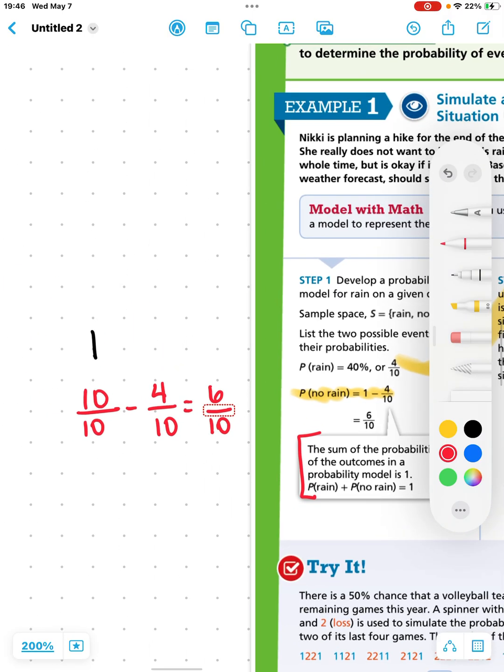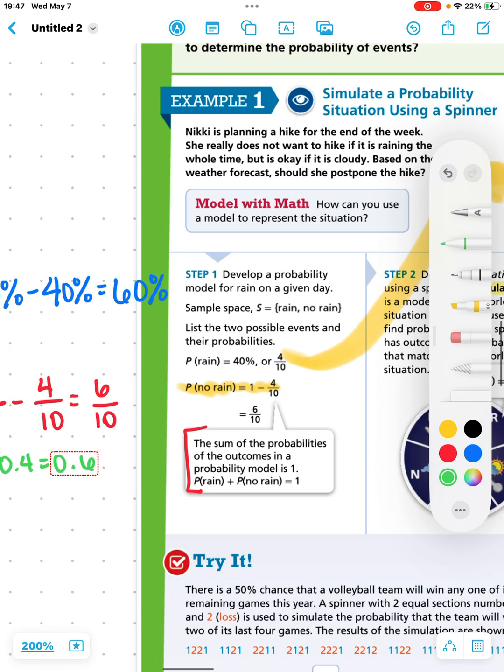Now, say if you do not like fractions, you could always look at it as percentages. 100% minus 40% will give you that 60%, but it really just depends on how you work best with learning. If you don't like fractions, do it as percentages. If you don't like fractions or percentages, do it as decimals. You could also put this as 1 minus 0.4, and that would give you your 0.6 as well. So it's all about what works best for you.